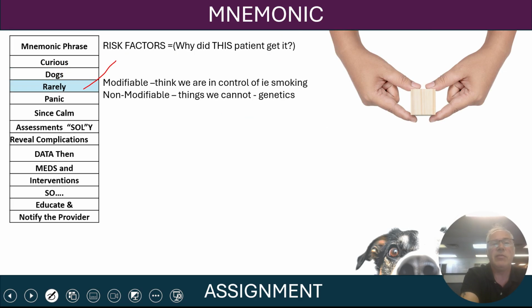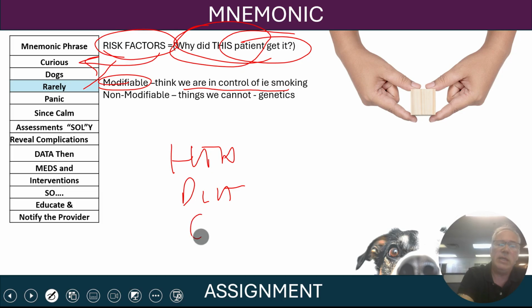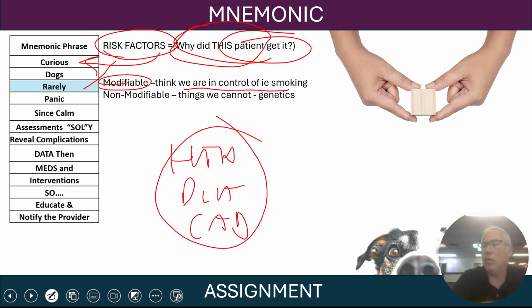Next step is risk factors. Why did this patient get this condition? Well, there's modifiable, which means things we're in control of, like smoking cigarettes, drinking, exercise. These are all things that a person can modify. They can modify their lifestyle. Each one of these conditions, whether it's hypertension or diabetes or CAD, they all have modifiable things that a patient can be taught of what they need to do, whether it's diet or restrictions or anything that they can make changes on.